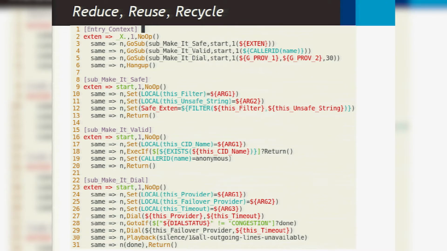The first one, make it safe, which is basically taking whatever was in the extend channel variable, passing it to the make it safe subroutine, and running it through the filter.